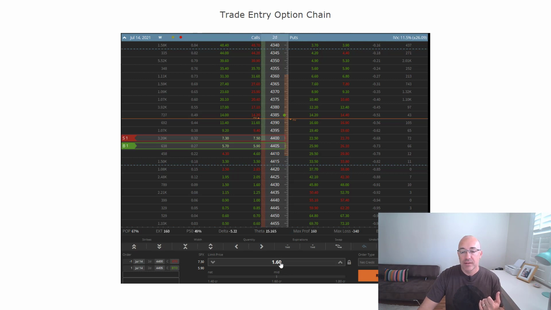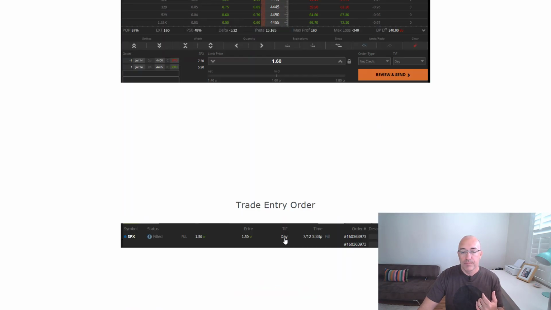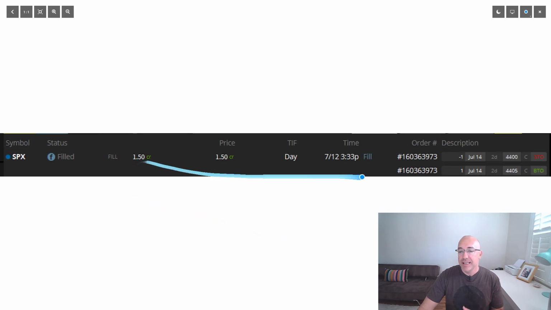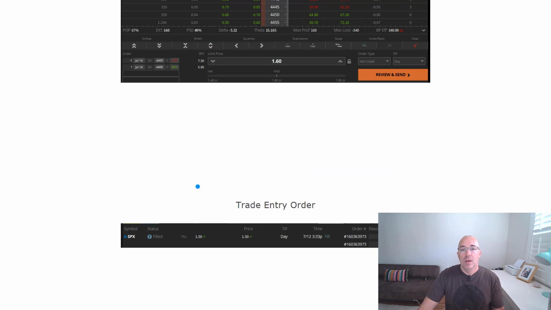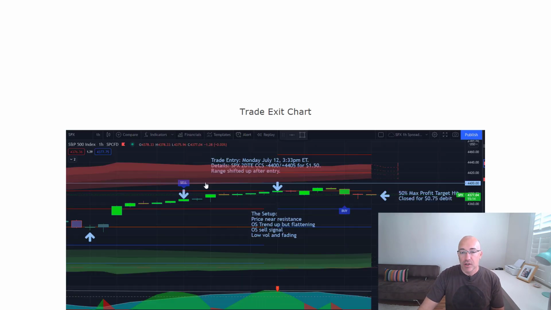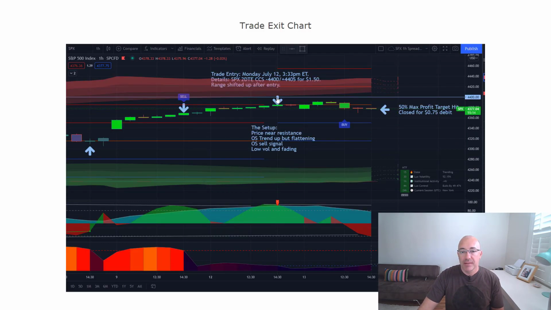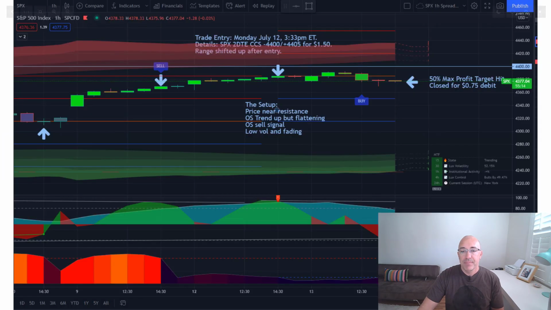And again, here's the order. I sold it for $1.50, and that was about 3:30 p.m. on that day. So the following day, let's look at the chart. Again, this is the same chart, but here was the actual entry, and here's what happened the next few days later.